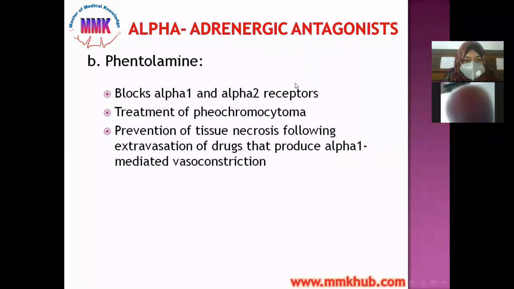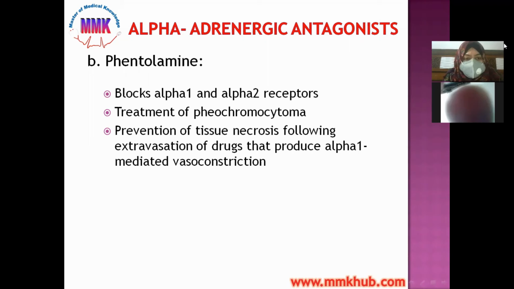Next, we have phentolamine. As we studied in the previous slide, phentolamine and phenoxybenzamine are the non-selective alpha blockers, so they work on alpha-1 and alpha-2 receptors. It is the drug of choice in pheochromocytoma, because in pheochromocytoma there is a tumor of the adrenal medulla that releases a copious amount of epinephrine, so we can use it there.